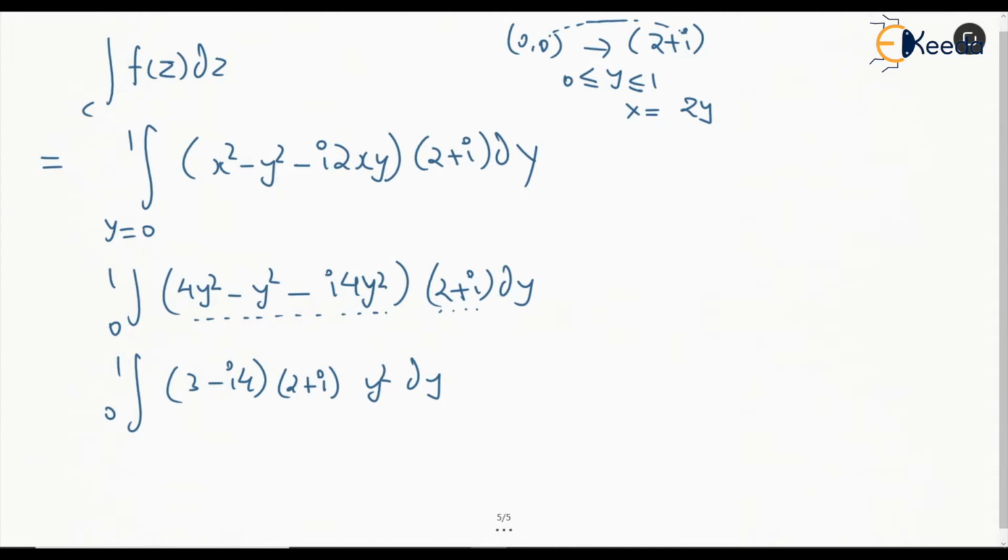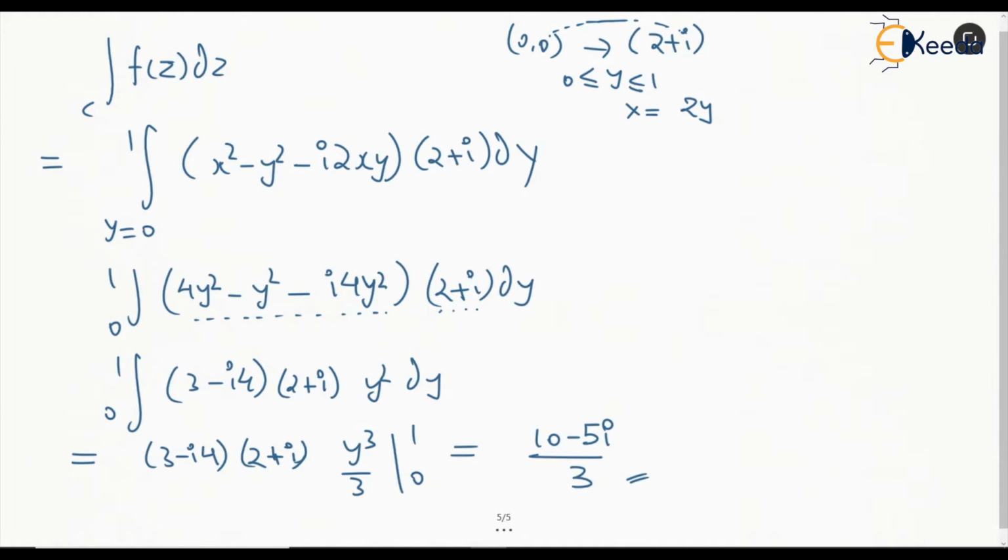We can clearly see that 3 minus 4i and 2 plus i is a constant, and we can take it outside. 3 minus 4i, 2 plus i, and then integration of y square will become y cube by 3 for the limit 0 to 1. This is going to give 10 minus 5i by 3. So this will be the line integration or the function integration for the curve given.